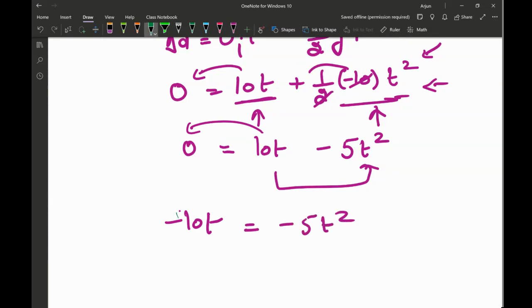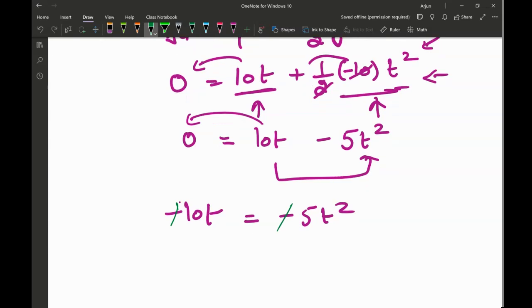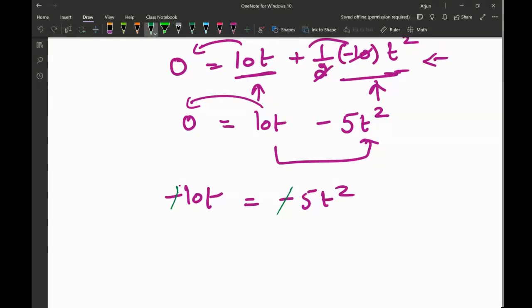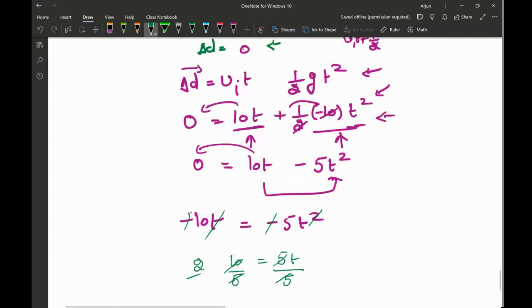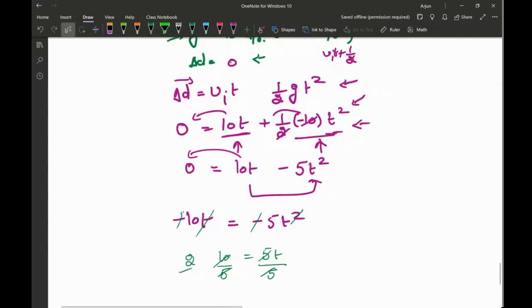Now I can cancel one of these. I can cancel the negative signs, and one of the t's also can be cancelled. So 5t is equal to 10. Dividing both sides by 5, that's going to give me t value as 2. That's how you're going to simplify this kind of question.